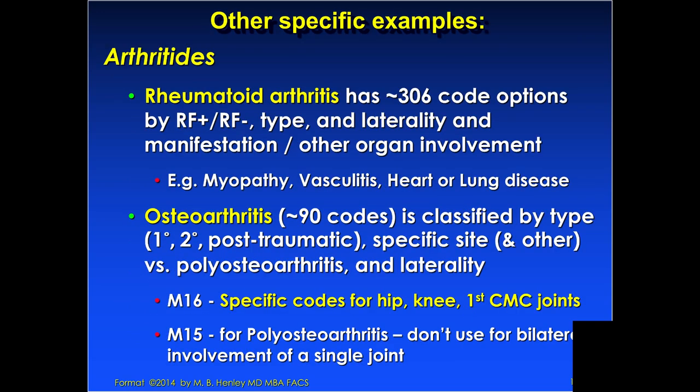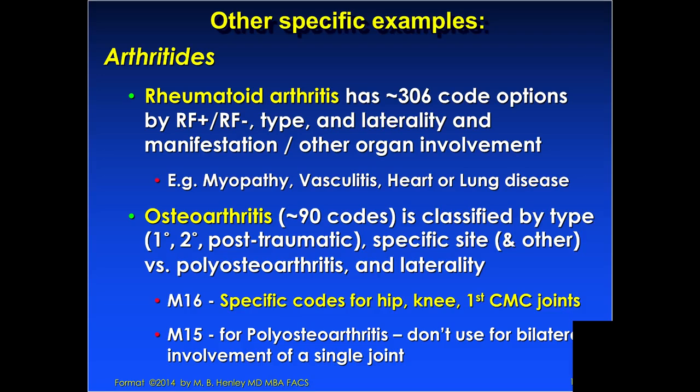So rheumatoid arthritis has 306 code options. You have to know whether they're rheumatoid factor positive or negative. If you don't, it's unspecified. You have to specify by type, laterality, manifestation, and other organ system involvement, such as we reviewed, myopathy, vasculitis, heart, or lung disease. Osteoarthritis has 90 codes and is classified by type, primary, secondary, or post-traumatic arthritis, and specific site.